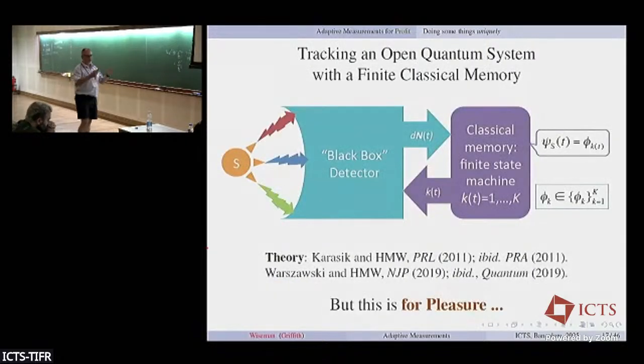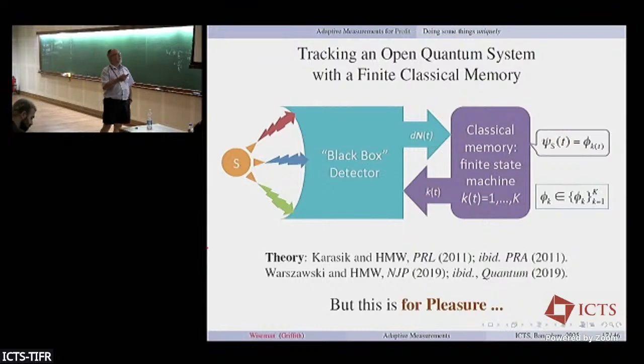And then finally, and this is where I'm going to get into the second half of my talk, the bit which is for pleasure, is this idea of tracking an open quantum system with a finite classical memory. So here's a cartoon of this. I have a system coupled to some number of baths. I'm just going to imagine that there's some detector which I put out there, and I call it a detector, singular. Of course, in reality, it might be multiple detectors, but I don't want to restrict in any sense the way I might be measuring the bath here. This is a detector that's going to click, in a sense. It's going to have discrete outputs, and that goes to a classical memory.